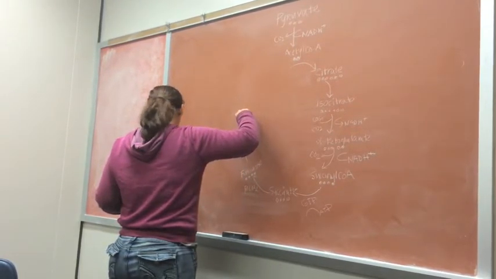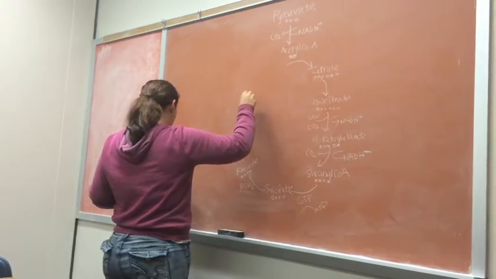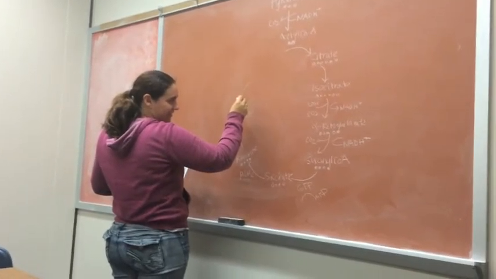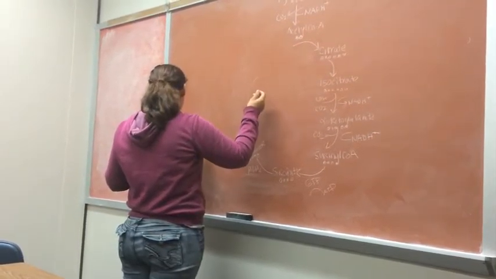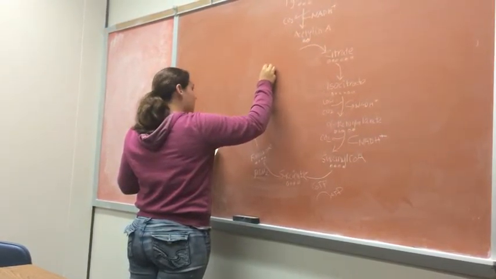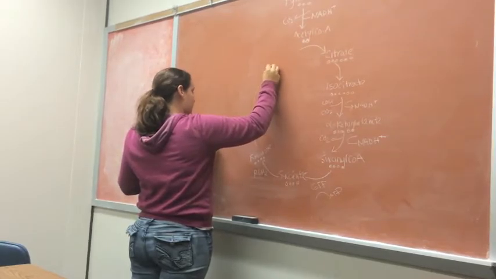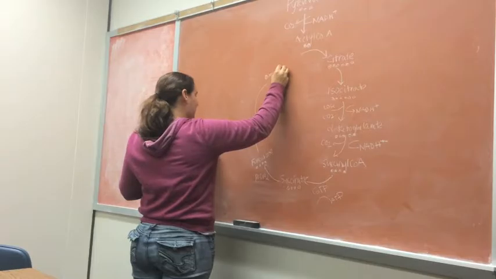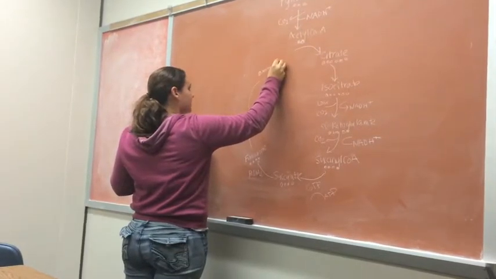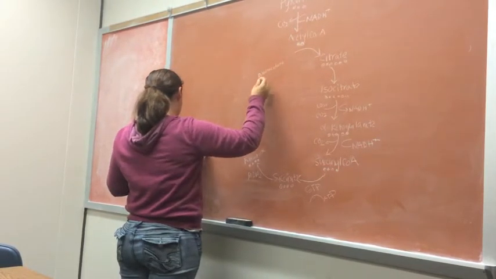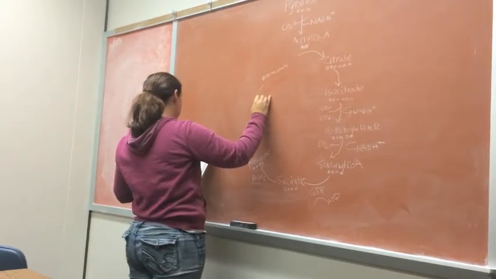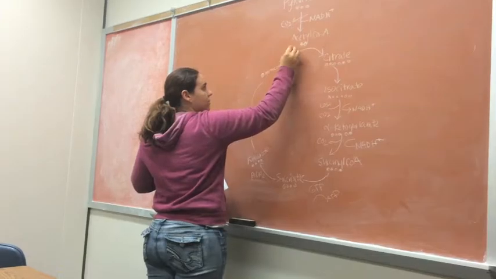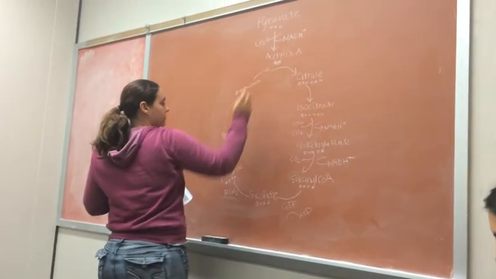So it goes from malate to oxaloacetate, which is a 4 carbon bond. And it gains another NADH plus. And then it just starts the cycle back over.